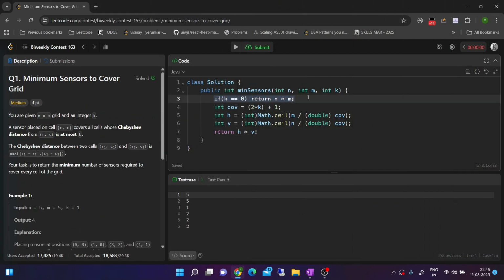Okay, so this is the code for this problem, and you can go through this solution. So basically, this is the same thing which we discussed.